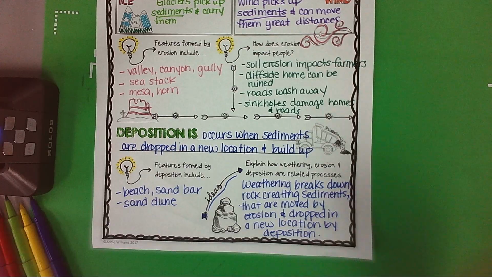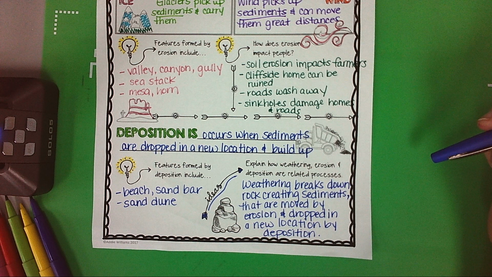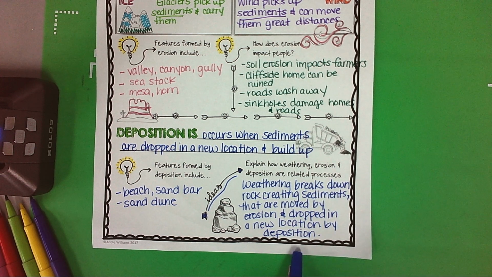All right, so explain how weathering, erosion, and deposition are related. Okay, so weathering breaks down the rock, creating sediment. Remember, that's our key word. We see it a lot. Sediments are pieces of rock. They're moved by erosion, and then they're dropped in a new location by deposition. So it's kind of a process. Once those new rocks are deposited, they pile up, then the process starts over. They can be moved again by erosion, so then they're put in a new location. They can get broken down even smaller, and then that's when next we talk about the rock cycle and how all those different kinds of rocks are made.